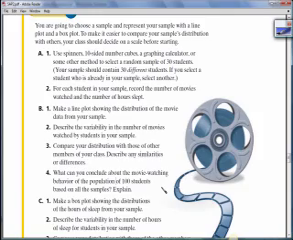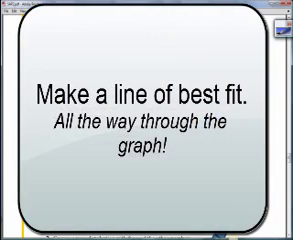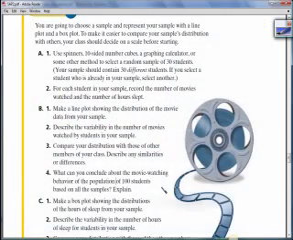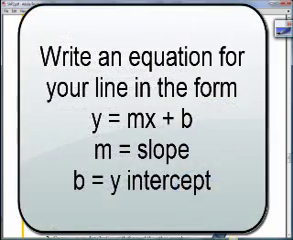And then on your scatter plot, I want you to fit a line of best fit to your data. Make sure it goes all the way through the graph and covers 2 nice points, similar to what we did last week before the snow days. Then I want you to write an equation of that line in the form y equals mx plus b. Make sure all this is getting down in your notes.